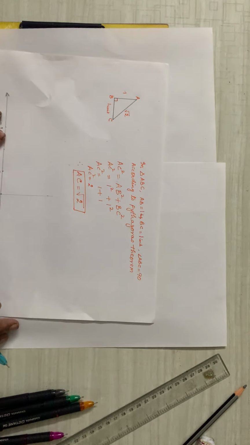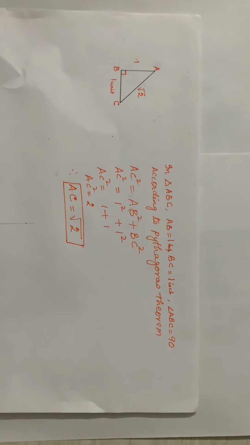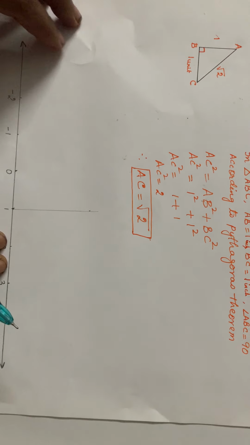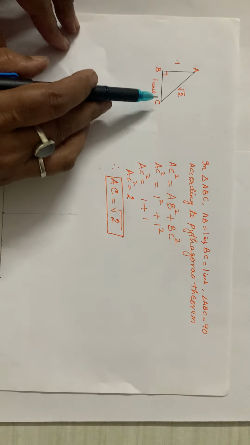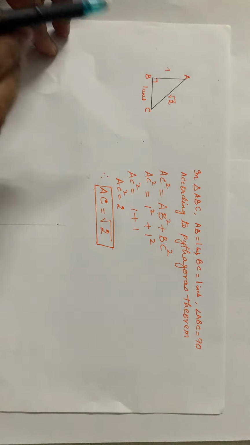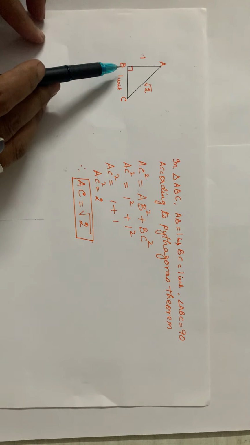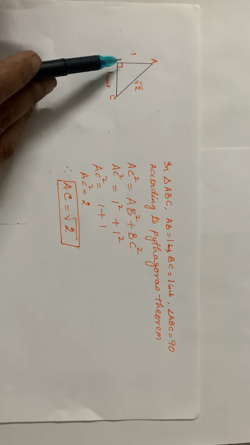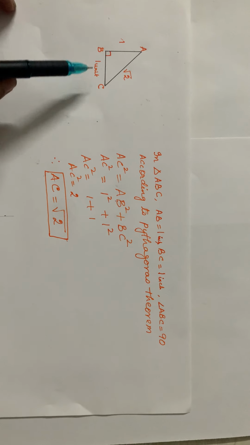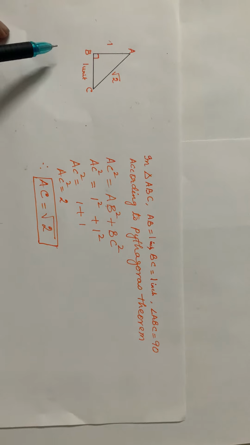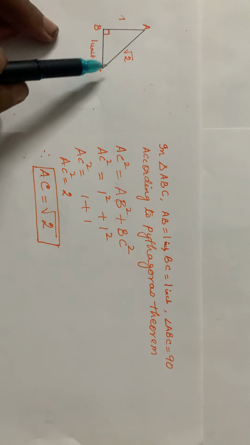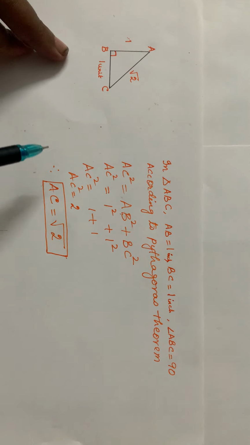For showing irrational numbers on the number line, first let us consider a right angle triangle ABC such that the length of AB is 1 unit. You can take it as 1 centimeter, 1 inch, anything, 1 unit length. BC is again 1 unit. Let us calculate the value of AC, that is the hypotenuse of this right angle triangle.